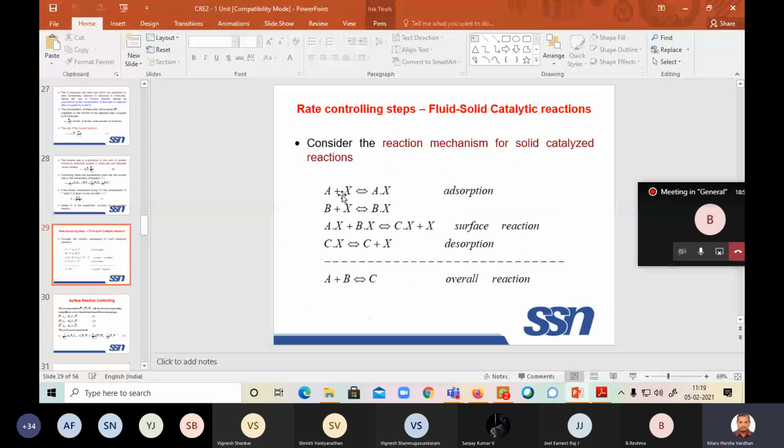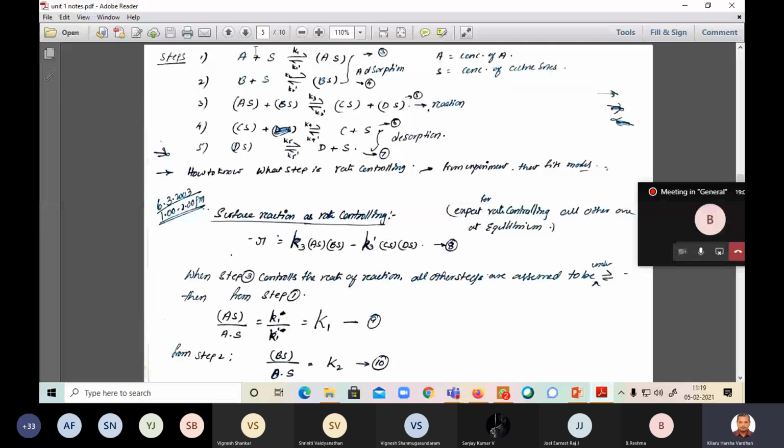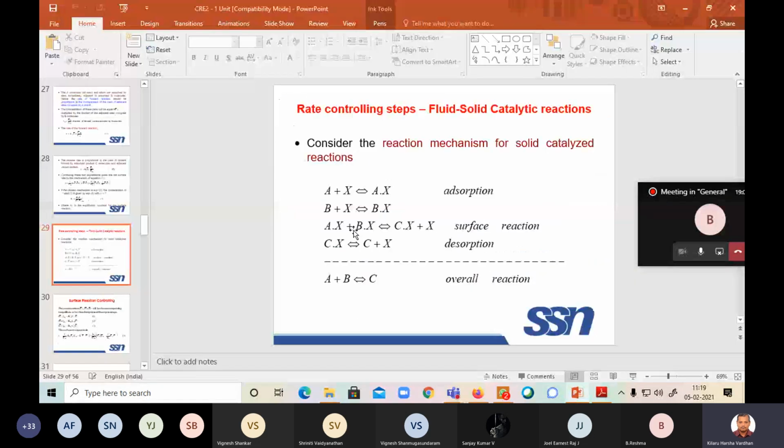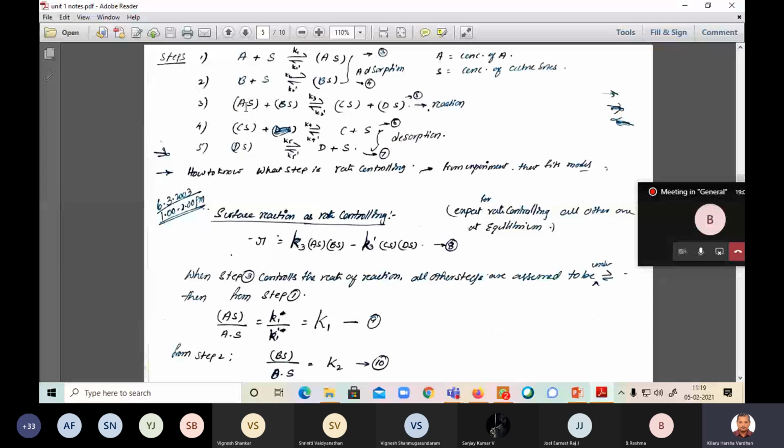That is the same thing I'm putting here. You can see A plus X is A dot X, B plus X is B dot X. These are the adsorption steps. Instead of X, I'm putting S. Then in this particular step, I had AX plus BX, so here I'm putting AS plus BS. Again, some intermediate, right? Don't get confused there.